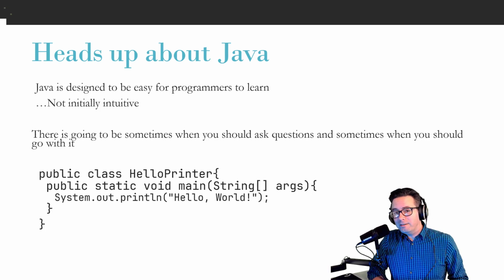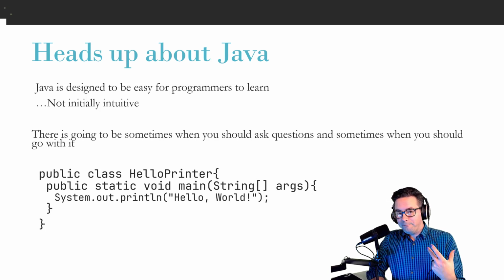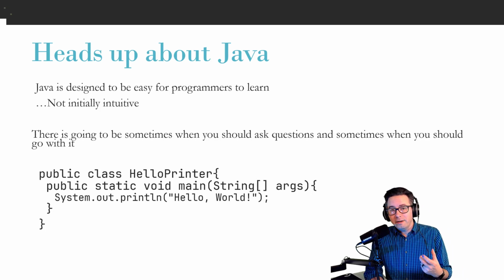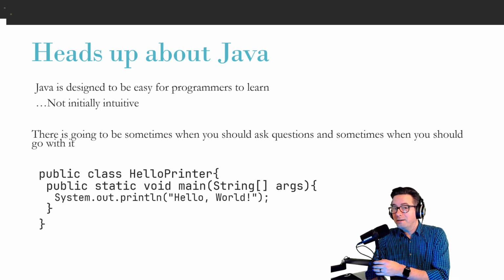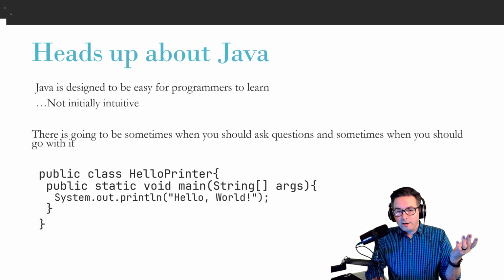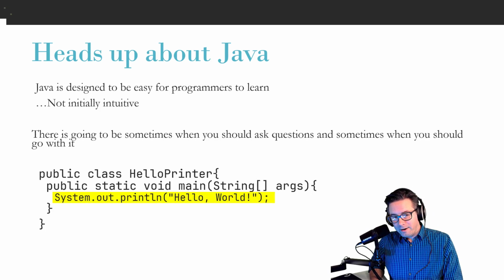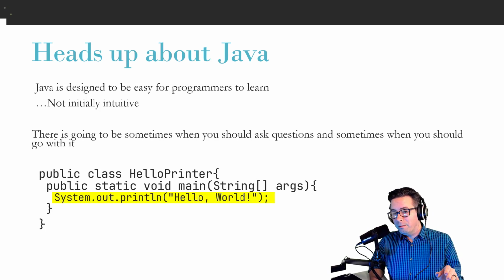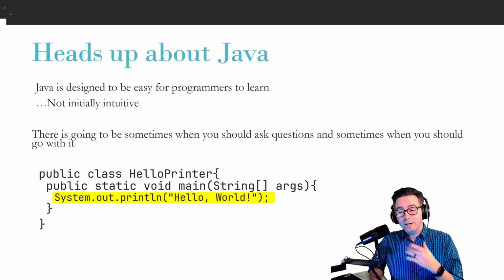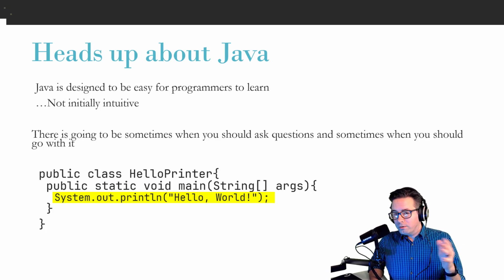Because Java is designed to be easier for developers to learn, but it's not necessarily intuitive for very beginner programmers. So there's going to be a little bit of just go with it in the beginning. For example, this is our first program, okay? And this line right here, that's the line where we're going to be doing stuff. That's the thing that says print hello world. And again, we'll show this in IntelliJ, the IDE, and we'll talk about what that is in just a second. But this is the line.